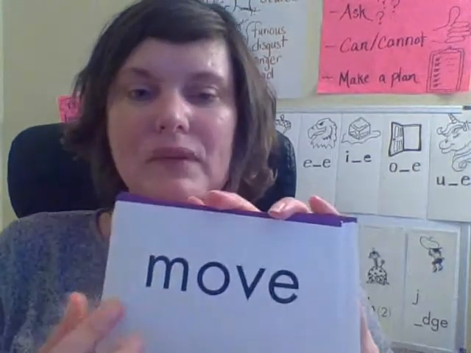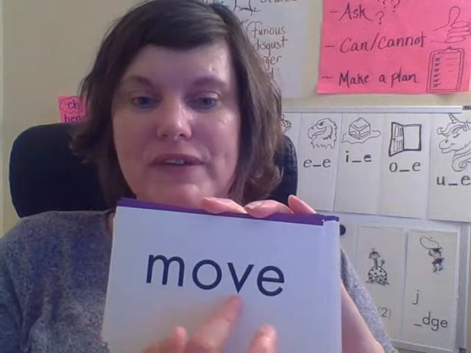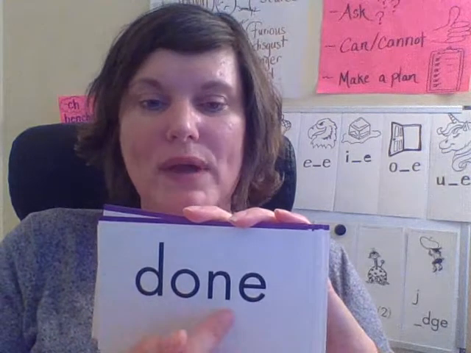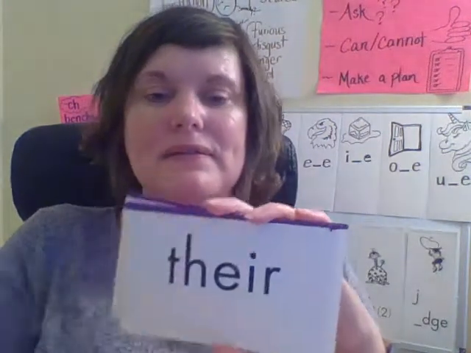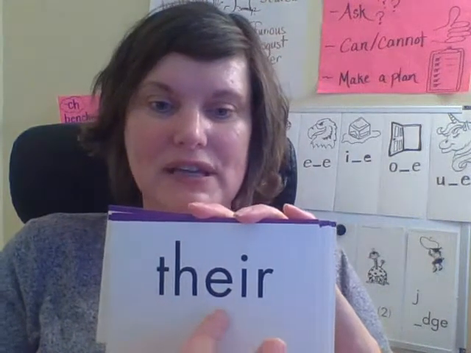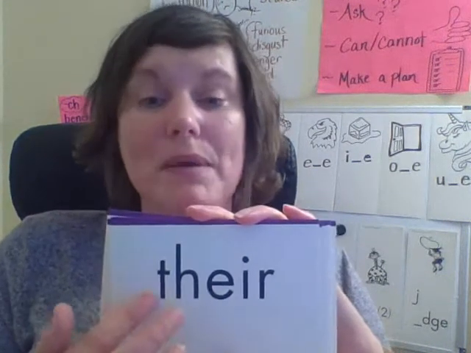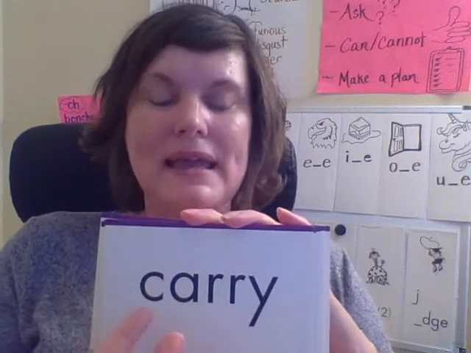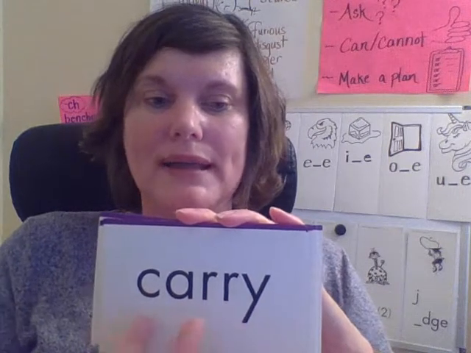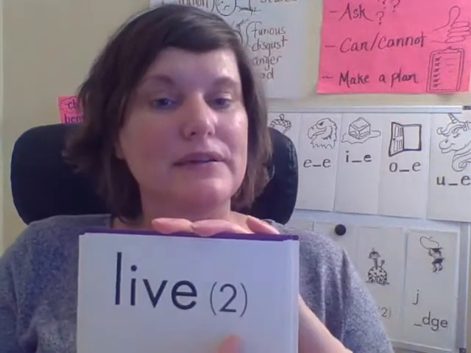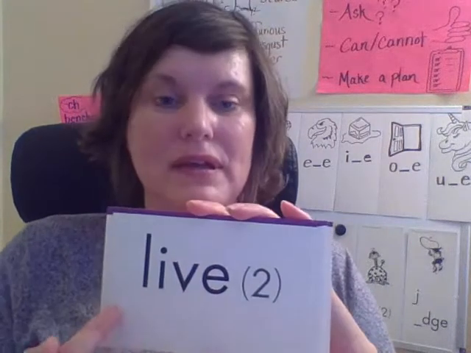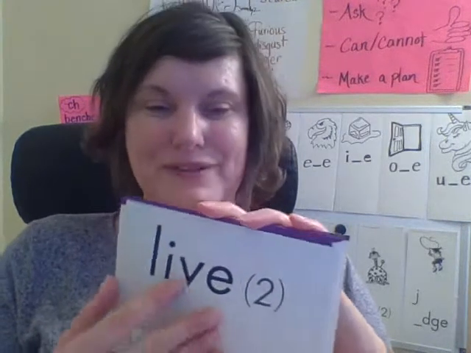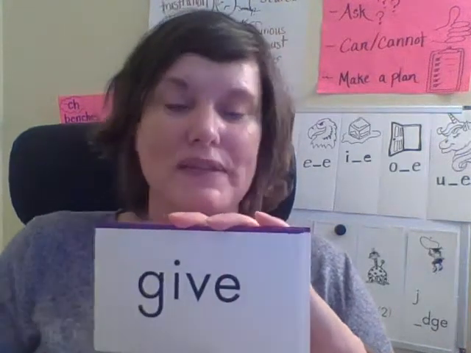Okay, let's review our sight words. Here we go. Move, M-O-V-E, move. Done, D-O-N-E, done. There, T-H-E-I-R, there. Remember, this there is talking about ownership, belonging to someone. Carry, C-A-R-R-Y, carry. Live or live. Okay, L-I-V-E, live or live. Good job. The rest, we're just going to go ahead and read them.